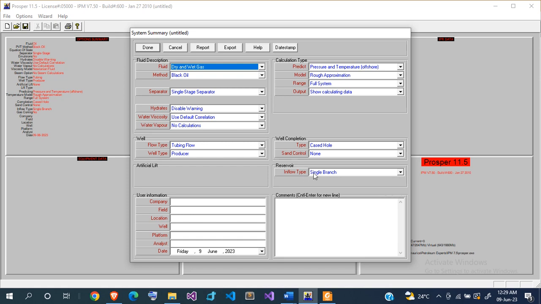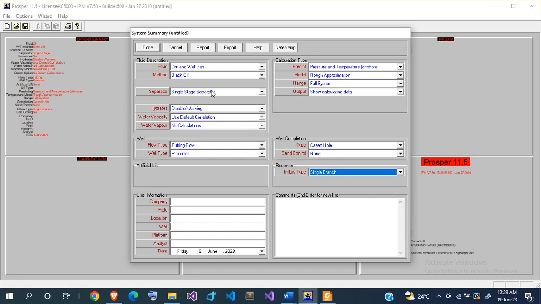And then the inflow type is single. It's only when you're doing a multilateral well that you change this. So for now we'll still leave it at single. Yeah, that's because it is commingled.